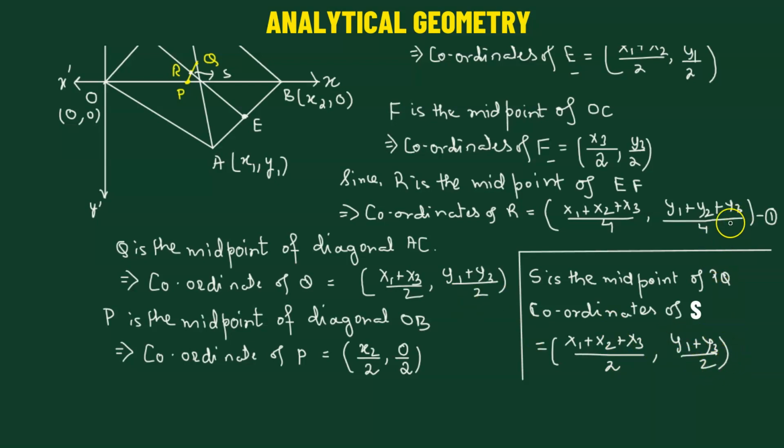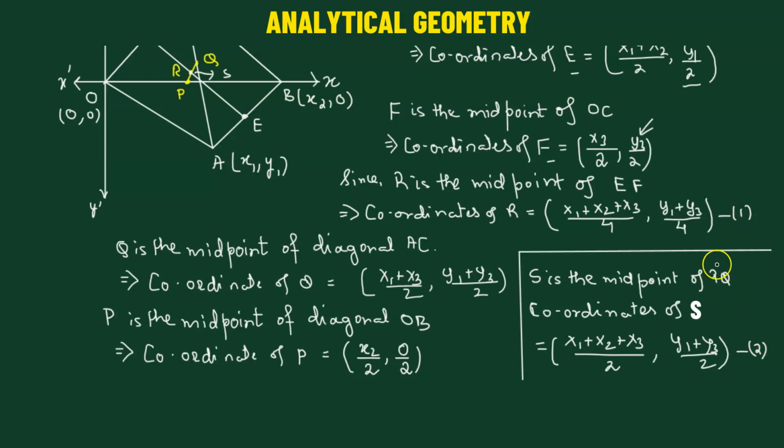However, I made a mistake here. There is no y2 term here, so this is an extra term that I've added. Actually, it is y1 plus y3 over 4, which is evident here, since the y coordinate of E is y1 over 2 and the y coordinate of F is y3 over 2. So our sum should be y1 plus y3 over 4. The coordinates of S, we're going to label as number 2.